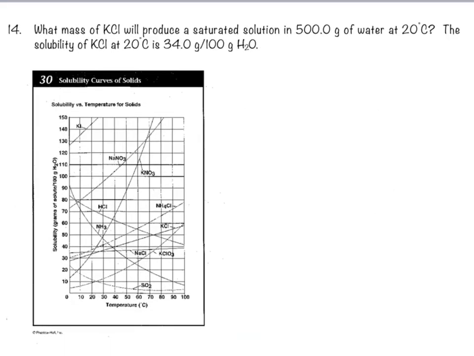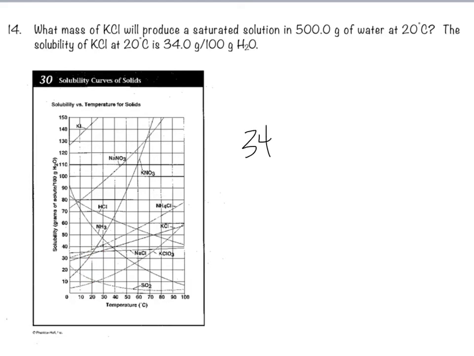Okay, with this question, it's asking for the mass of potassium chloride that will produce a saturated solution in 500 grams of water at 20 degrees Celsius. And notice it even tells you the solubility of potassium chloride is 34. And if you look, sure enough, here's 20. You go up, and here's potassium chloride. It's right around 34.